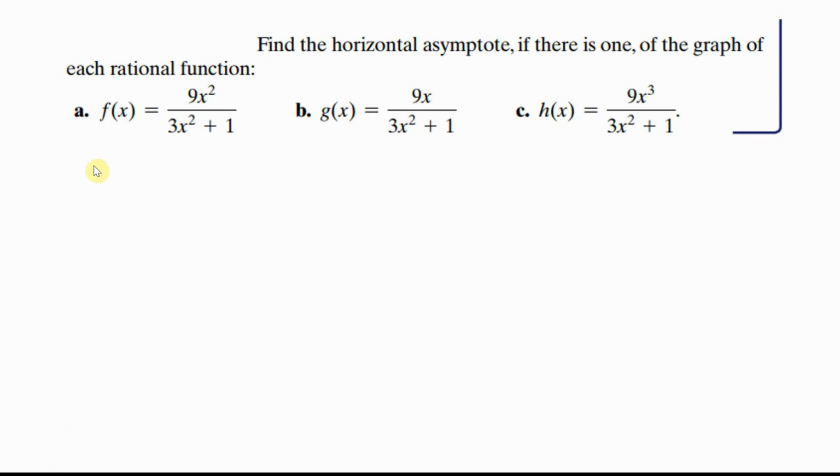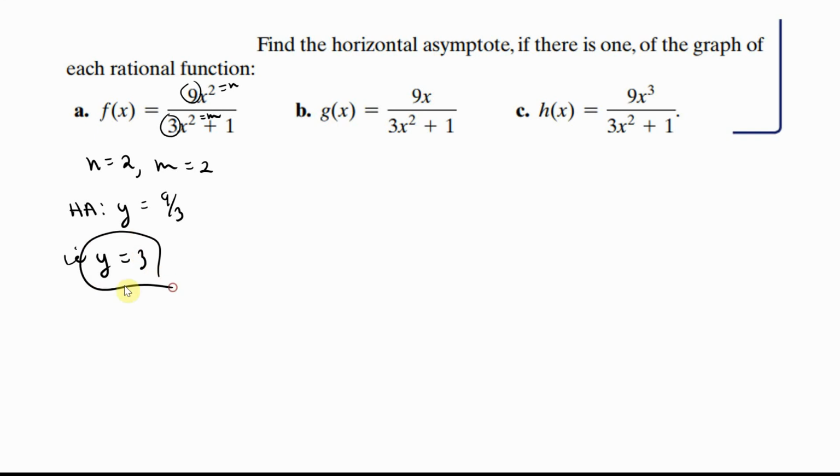All right. So we look here at this problem. You're looking for the horizontal asymptote. So notice that n is equal to 2 and m is equal to 2, right? That's n and that's m. Since they're the same, our horizontal asymptote is the ratio of the leading coefficients, 9 divided by 3. That's y is equal to 9 over 3. That is y is equal to 3. So y equal to 3 becomes that horizontal imaginary line.